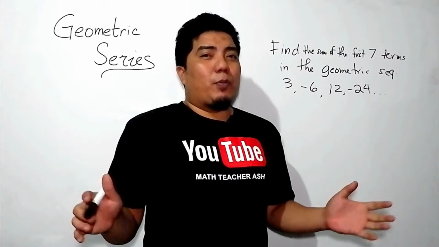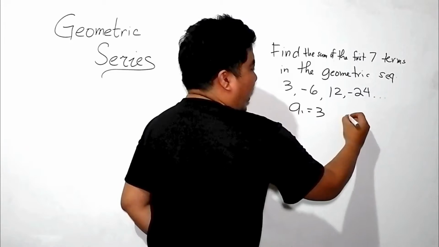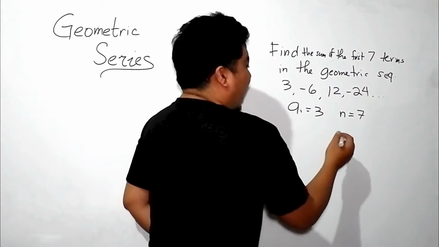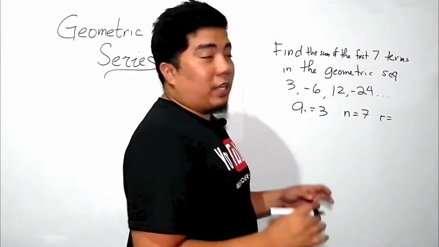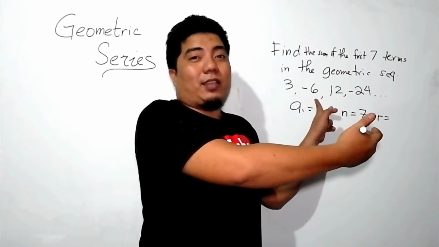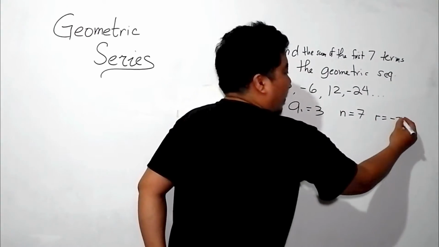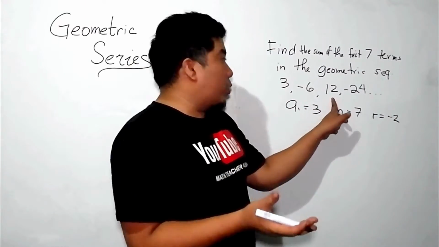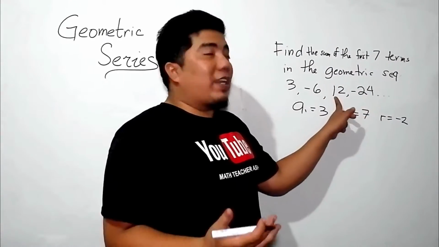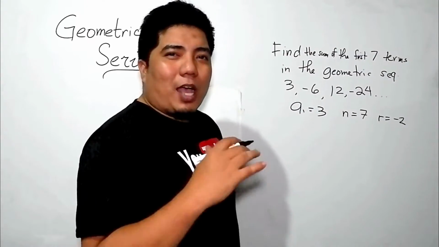Now, what do we need in our formula is our a sub 1, right? Our a sub 1 is 3 and our n is 7 because we are talking about 7 terms. And our r is not yet known. So, how do we get our r? We divide the latter term by its previous. So, that is negative 6 divided by 3, that is negative 2. If you try 12 divided by negative 6, that is still negative 2. Negative 24 divided by 12, that is still negative 2. Okay, so now, let us use our formula.